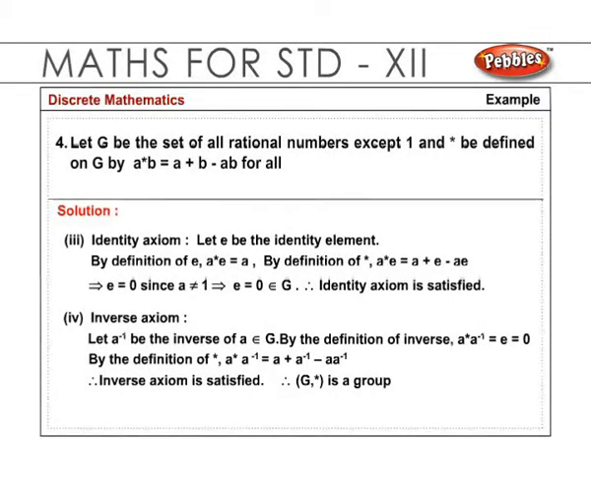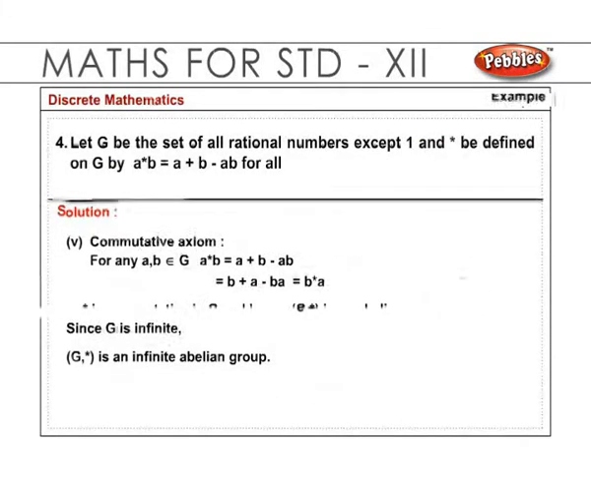4. Inverse axiom. Let a inverse be the inverse of a belonging to G. By the definition of inverse, a asterisk a inverse is equal to e is equal to 0. By the definition of the operation, a asterisk a inverse is equal to a plus a inverse minus a a inverse. Therefore, inverse axiom is satisfied. Therefore, G comma asterisk is a group.